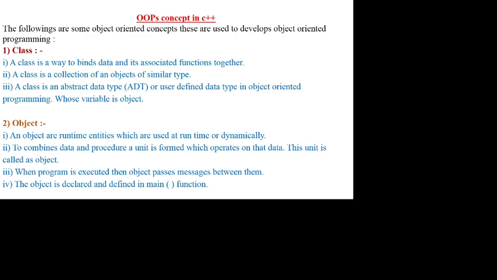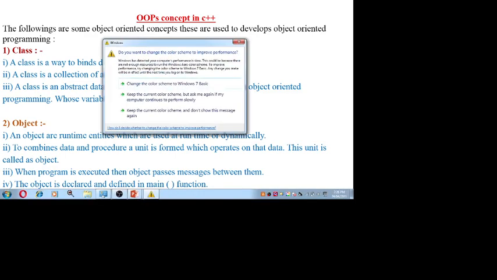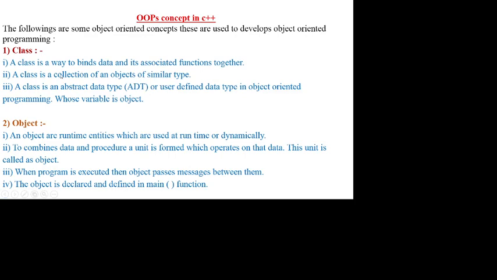First objective or principle or concept of object-oriented programming is class. A class is defined as a way to bind data and associated functions together. That means in a class, a single unit, various data members and various member functions are available and they are bound by the class. For this reason a class is known as an abstract data type. Why is it called an abstract data type? Because it is defined by the user and it is treated like a built-in data type, so it is known as an abstract data type.